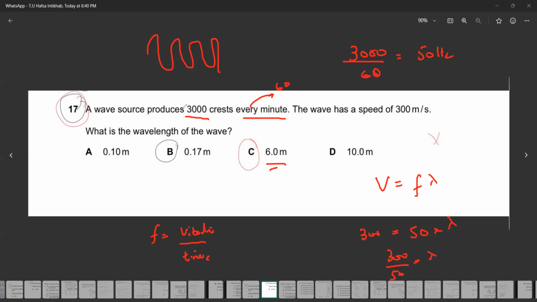So first, this was 3000 per minute, but we need every second. That's why, frequency is how many waves or vibrations per second. That's why we have to divide by 60 to know how many waves there are in 1 second. Is this one clear?